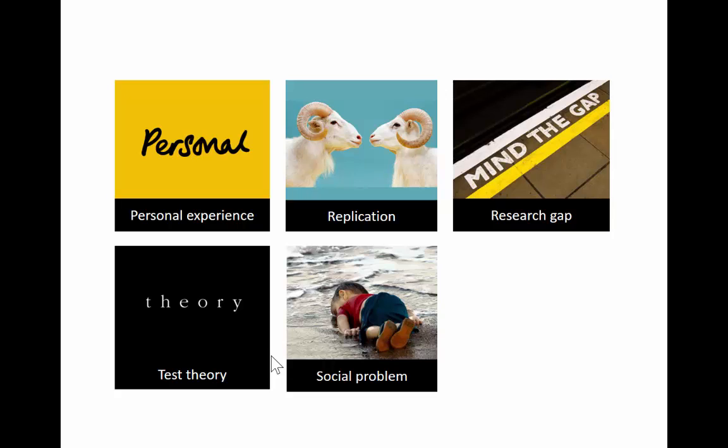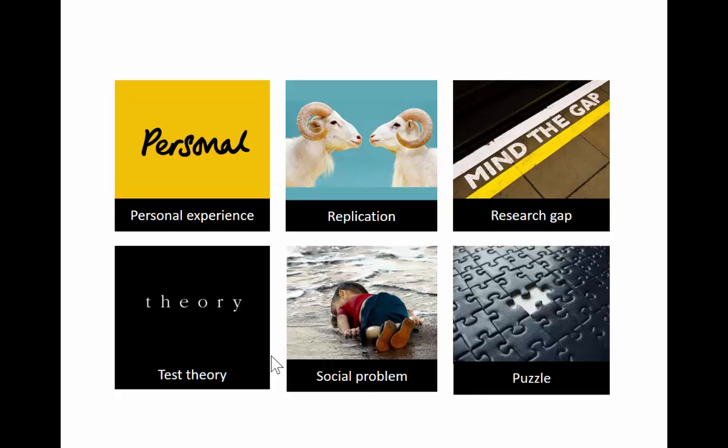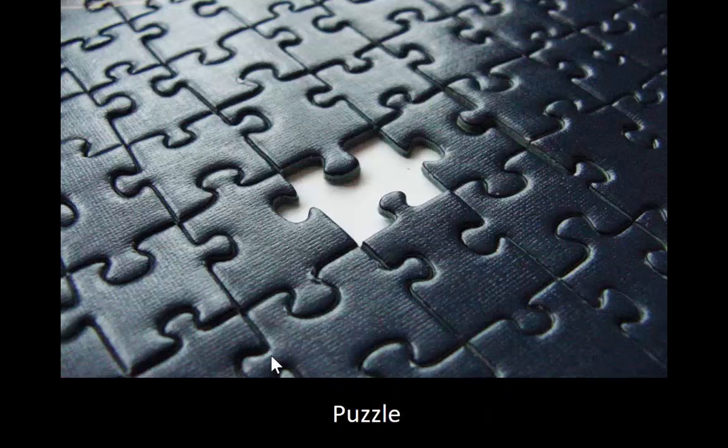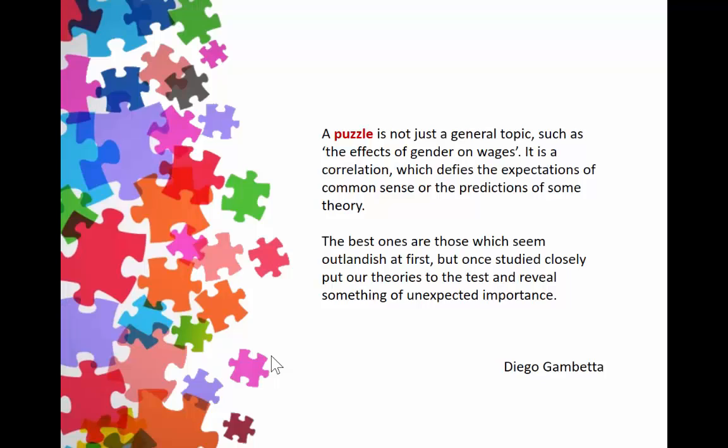So the sixth way to approach research and a research question is what we call a puzzle. What is a puzzle-based approach? Well, a puzzle is not just a general topic, such as the effects of gender on wage, which is an important thing to study, but it is a correlation or an observation that defies the expectations of our common sense or the prediction of some theory.